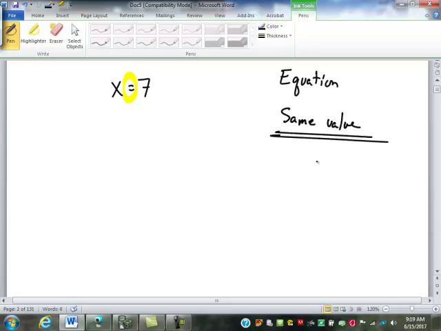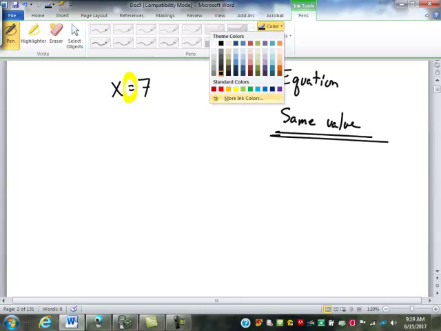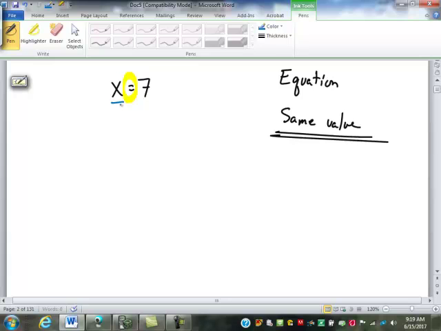Same value. What it means is what's on one side has exactly the same value as what's on the other side of that symbol. In fact, you can think about it as being like a balanced scale. What's on one side of the equal sign exactly balances what's on the other side of that equal sign.